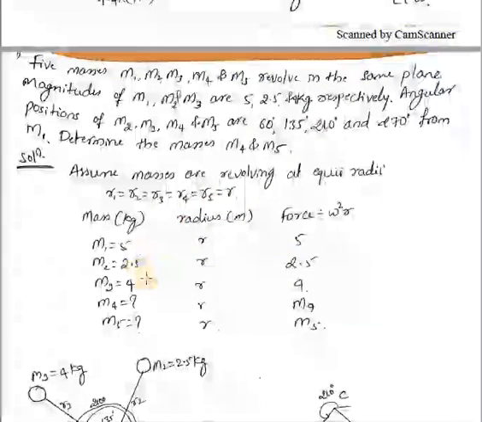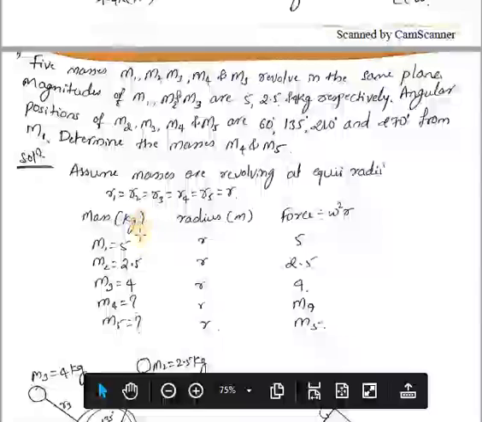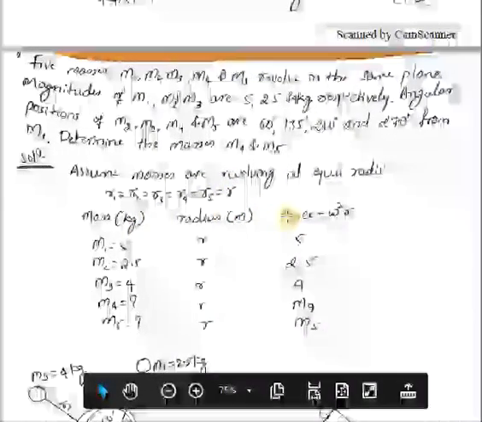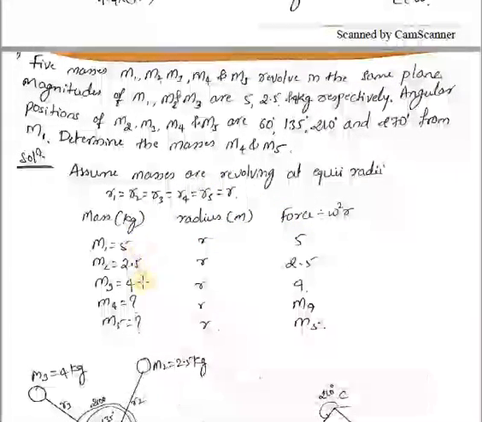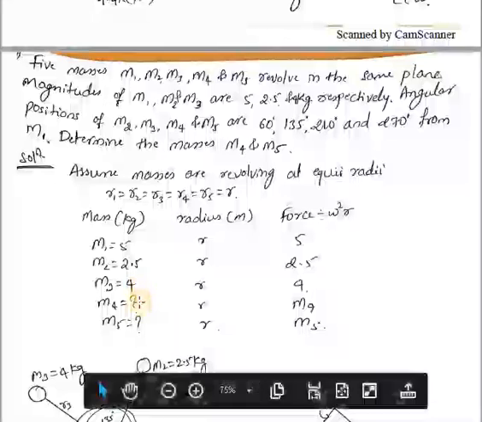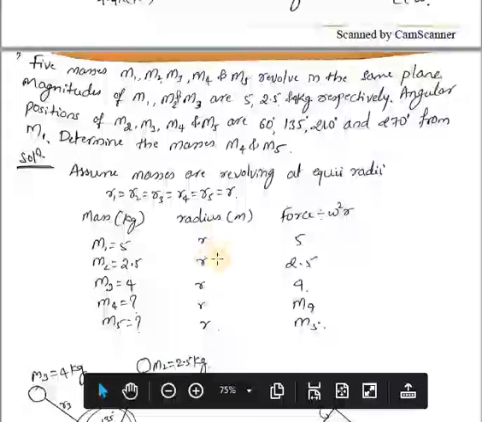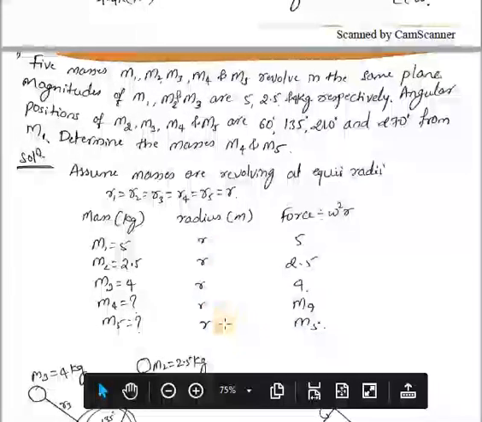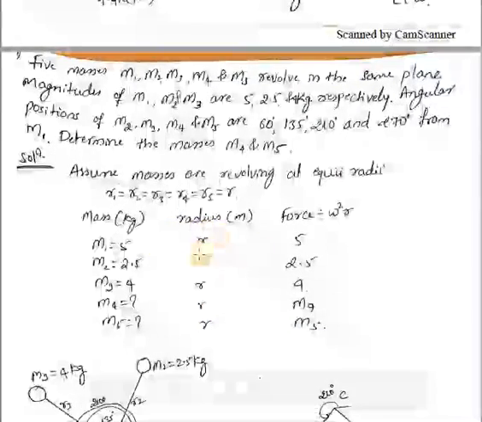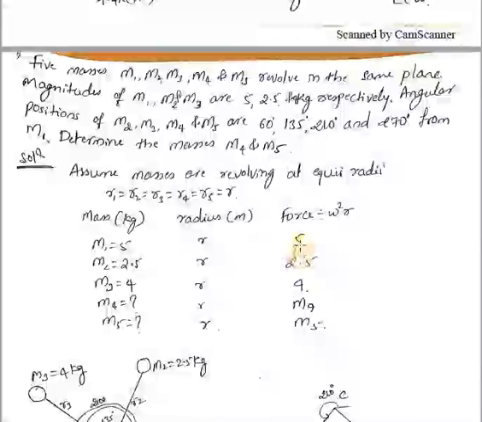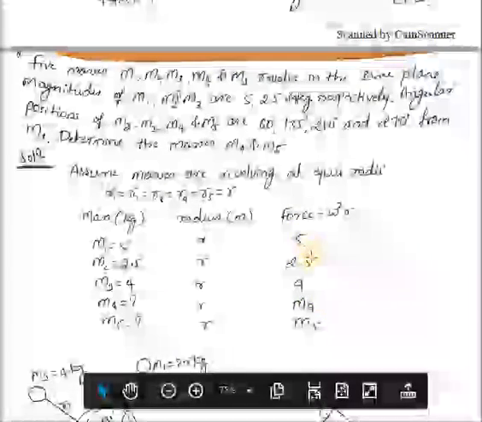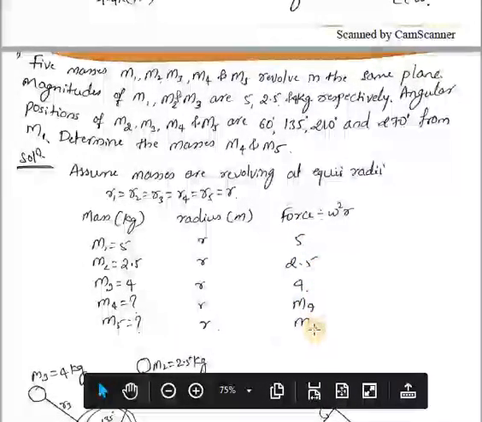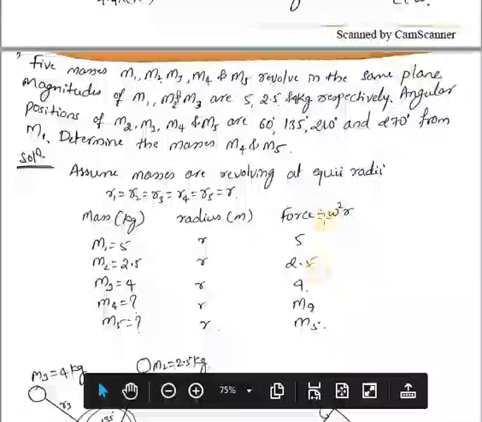So now we need to construct the tabular column. First are mass, radius and force. So list the masses here: 5, 2.5, 4, and M4 and M5 are unknown. And these are the radius of rotation, which is unknown. We can keep it as R only. Then take the product. So R is common everywhere, so I have not written it here. So 5, 2.5, 4 and M4 and M5 are the force column here.